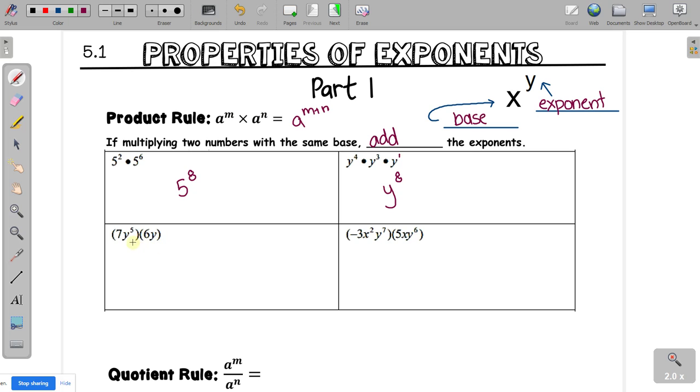Now we have 7y to the 5th times 6y. You are going to multiply your whole numbers, your coefficients, first. 7 times 6 is 42. And now we can combine our same bases. So we have here y to the 5th and y. y to the 5th times y gives us y to the 6th.